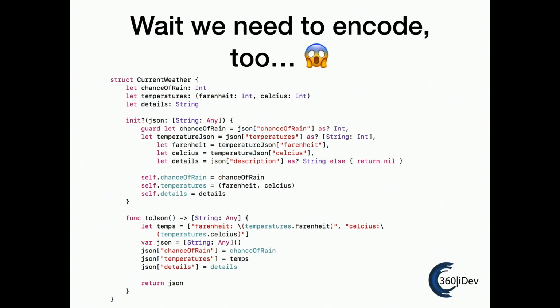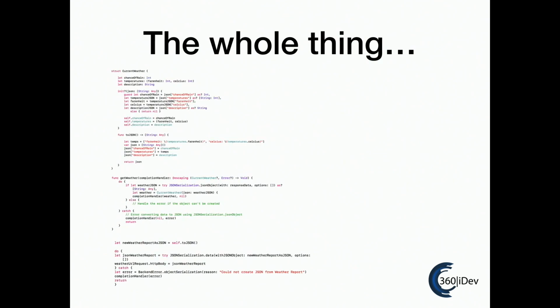So we need to encode it. All right, this is kind of getting lengthy. So now this whole thing, just for a three-property weather struct to encode, decode, get those Fahrenheit and Celsius, we're up to that. Again, that's why I said font size is not important.